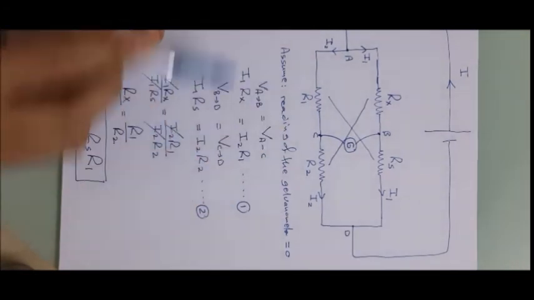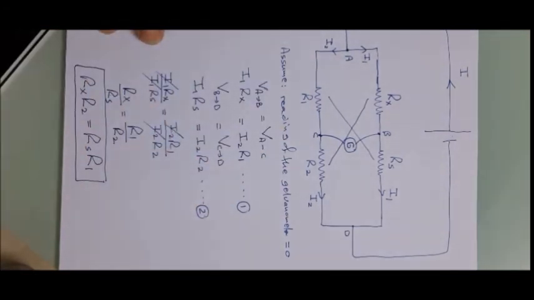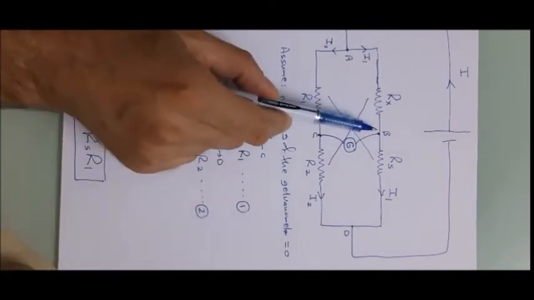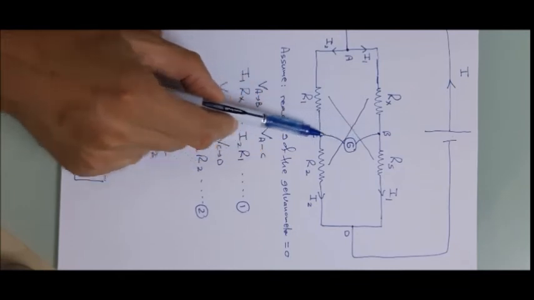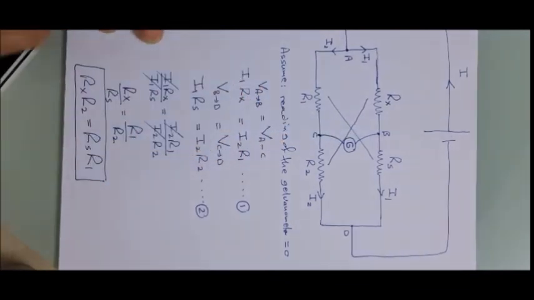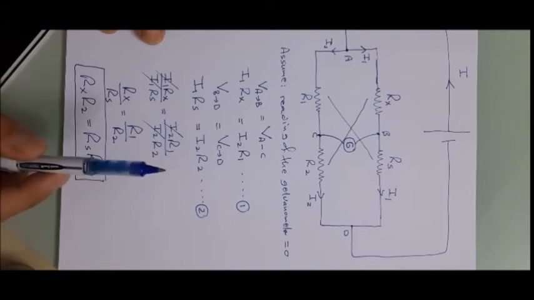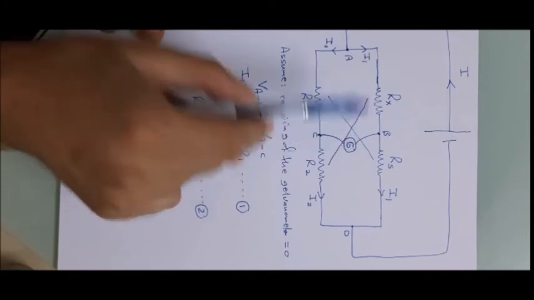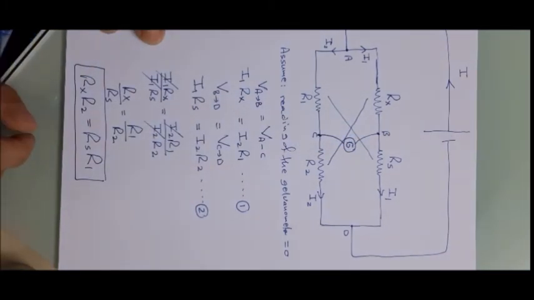But all these things are true only if the reading of the galvanometer is 0 and no current is passing through this branch. So the next step, I will explain how we can make this current 0 and how we can make the reading of the galvanometer 0.